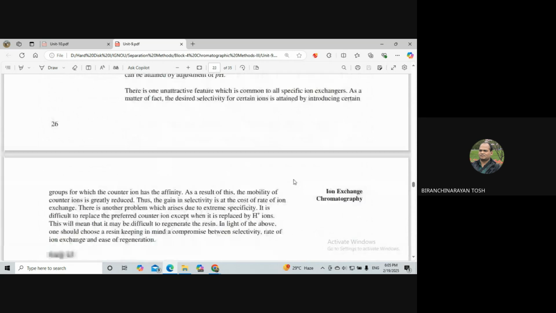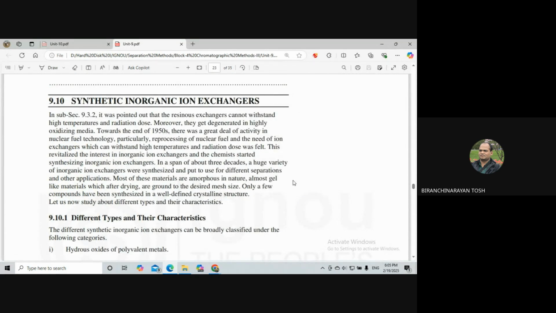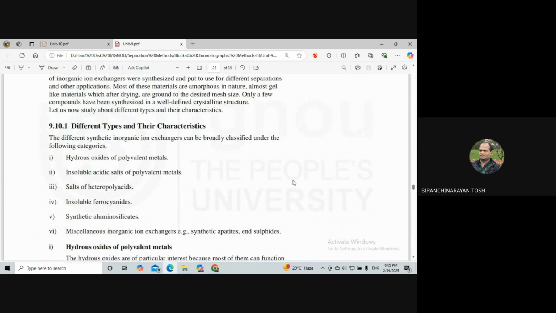Okay, then synthetic inorganic exchangers, different types and their characteristics. The hydrous oxides of polyvalent metals, insoluble acidic salts of polyvalent metals, salts of heteropolyacids, insoluble ferrocyanides, synthetic aluminosilicates, and miscellaneous inorganic ion exchangers such as synthetic apatites and sulfides.